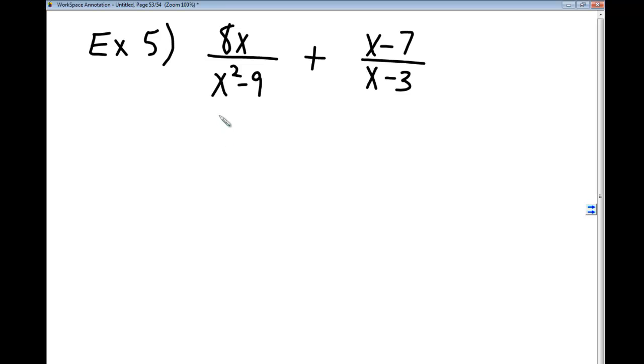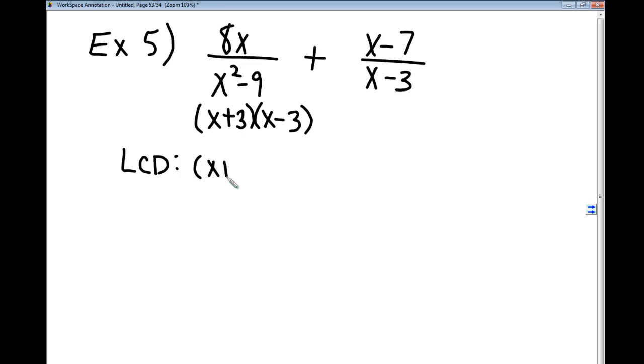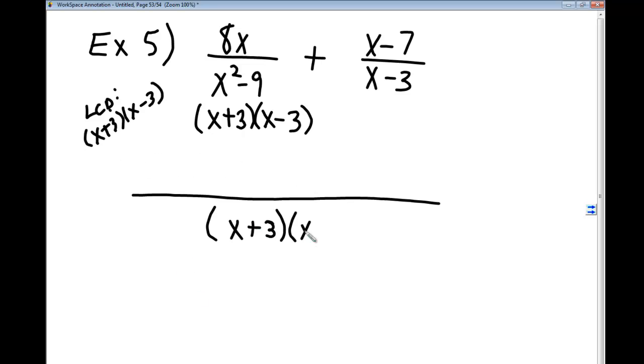In example 5, I need to be careful. This right here is a difference of two squares, and I want to make sure that I have every piece in my denominator. My least common denominator will be x plus 3 and x minus 3. And I need to see what each piece is missing.